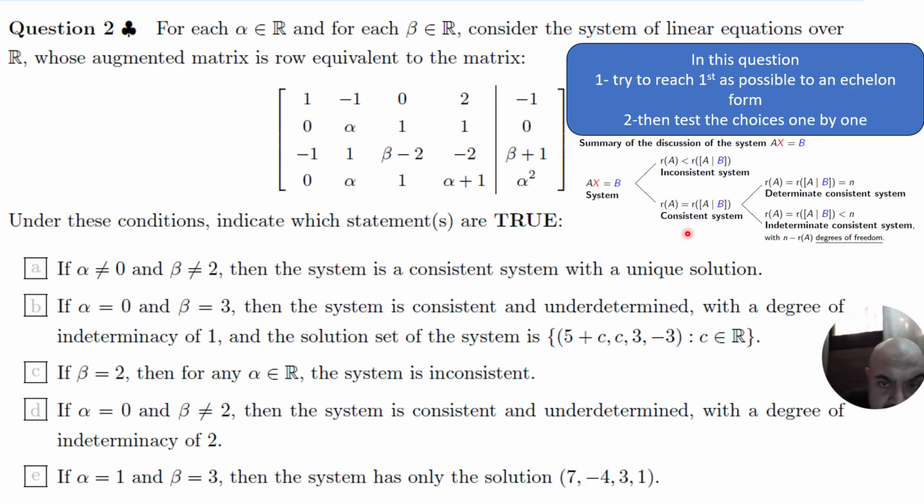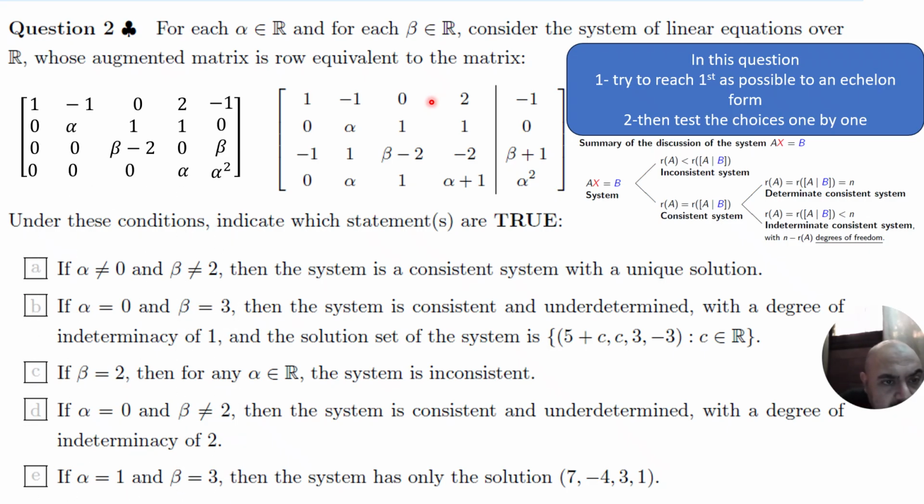I want you once more to remember the classification of a system of equations. We have an inconsistent system when the rank of the coefficient matrix doesn't equal the rank of the augmented matrix. The system will be consistent once they both share the same rank. If they share the same rank and it equals the number of variables, it's called a determinate consistent system. If they equal each other but less than the number of variables, then you will have an indeterminate consistent system, and the degrees of freedom equal the difference between the number of variables and the rank. So now let's put it in echelon form.